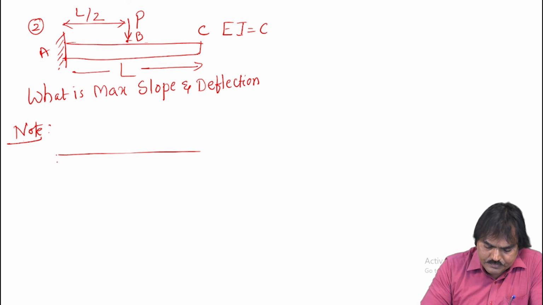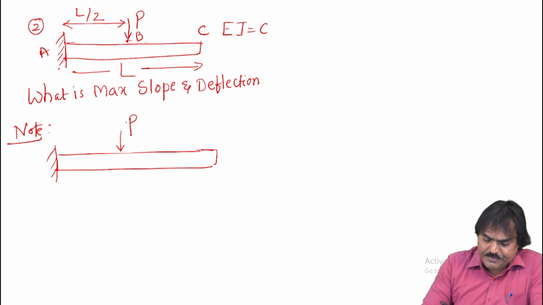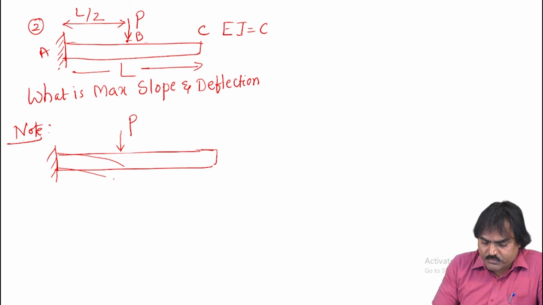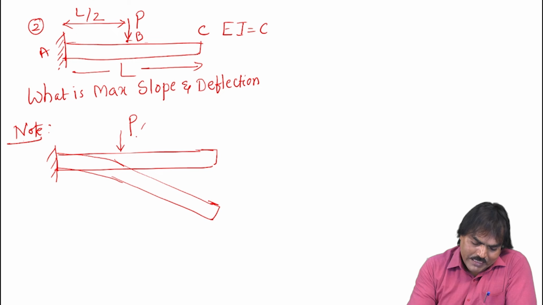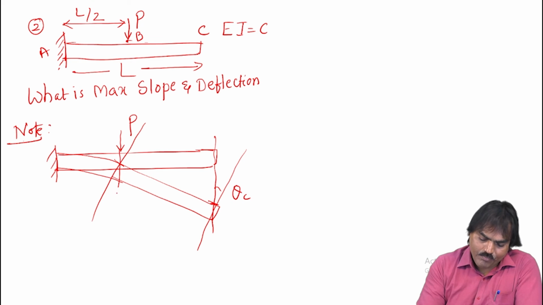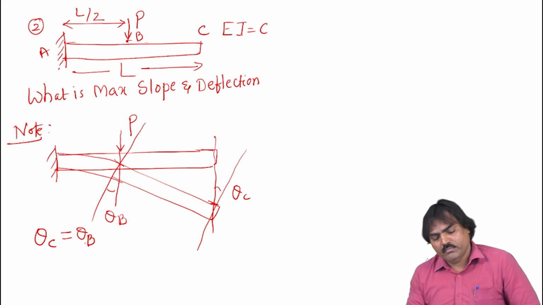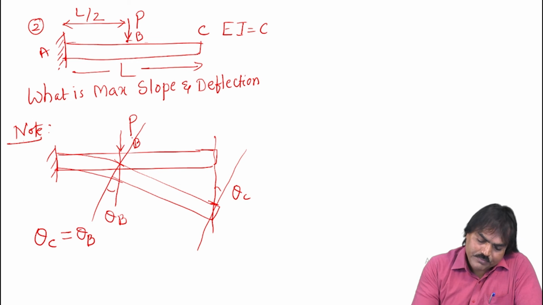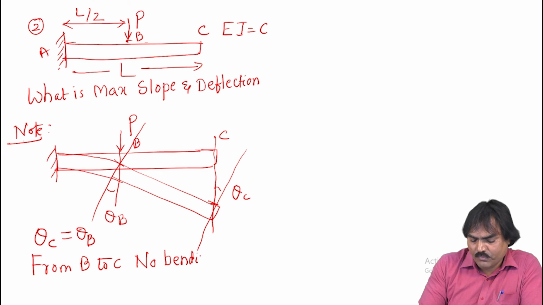So, when you apply load P here, this structure will deflect like this. And from here, it will go straight, like this. So that here we'll have some slope. Suppose the slope here is theta C. The slope here is theta B. So that implies theta C will be equal to theta B, because from B to C, no bending. Remember. From B to C, no bending occurs.